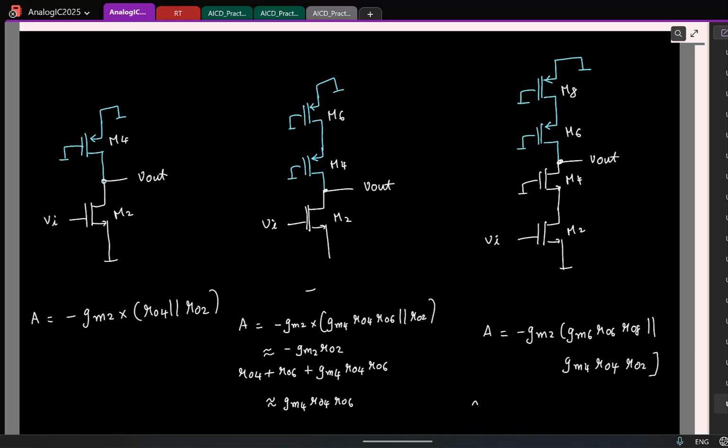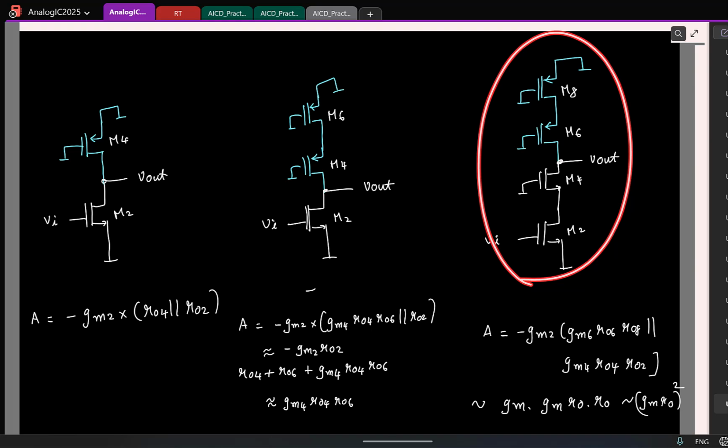So now we can see the gain is of the order of some GM times GM R0 times R0, correct? I mean, this GM times this. So this is of the order of GM R0 whole square. Okay. So now we obviously got a higher gain. Now this is only the single-ended picture. Now we have to make a differential version.